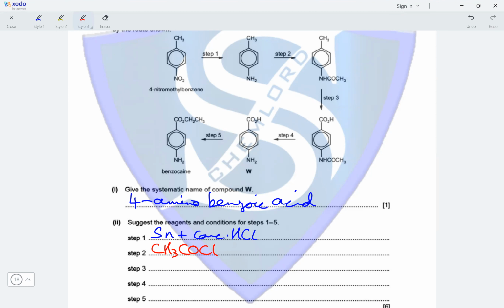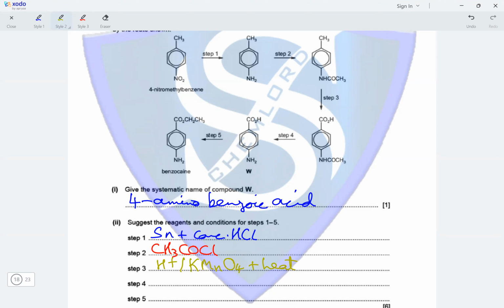In step 3, we have the CH3 group converting into COOH. So we have a reaction taking place with acidified KMnO4 plus heat. And in this way, the methyl benzene's methyl group will be converted into the carboxylic acid group. It will convert into benzoic acid.